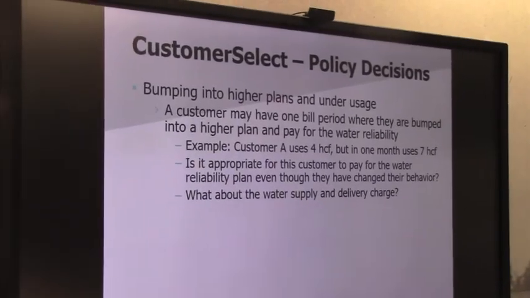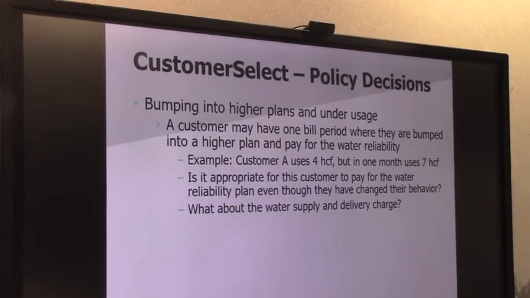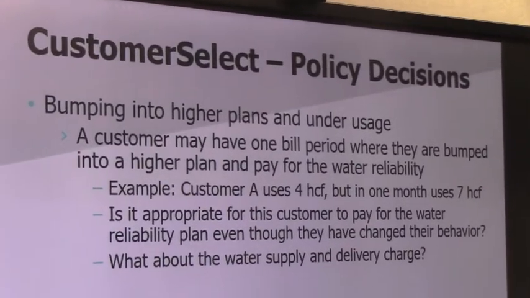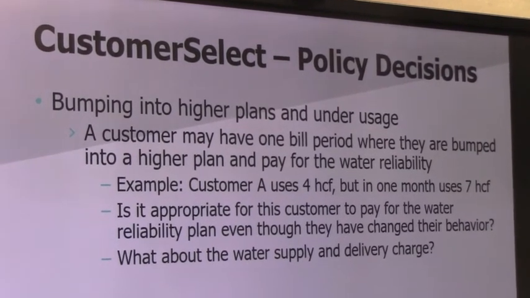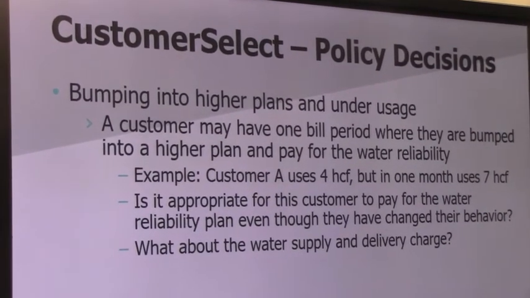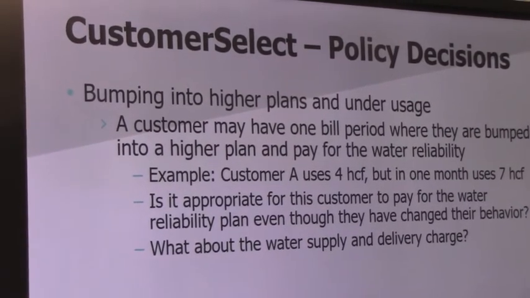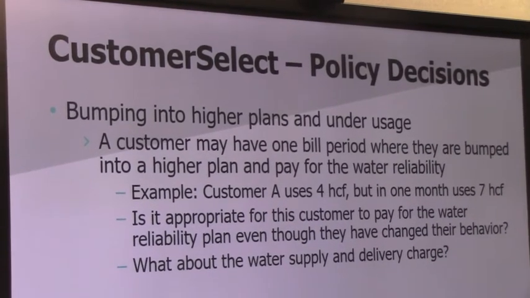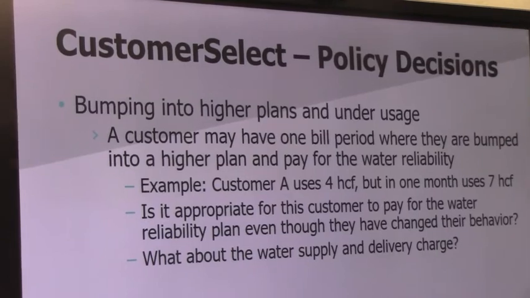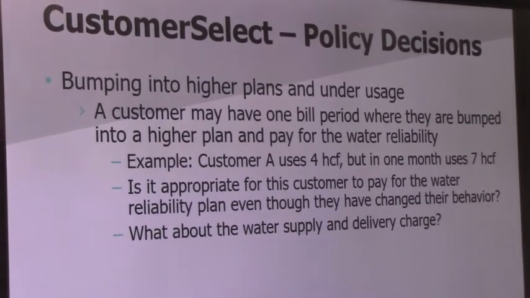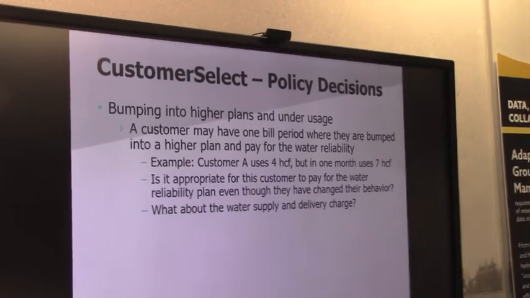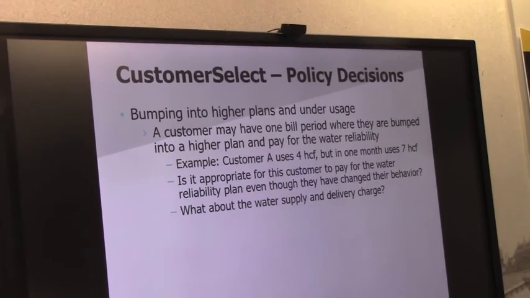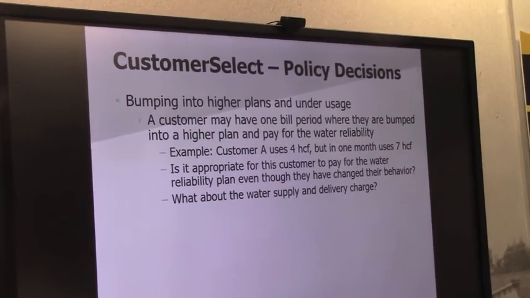I think he had another question here. A customer may have one bill period where they are bumped into a higher plan and pay for the water reliability. So he has assessed a water reliability charge, I'm assuming, at anything over 6 units, just like he did for the tiered rate structure. I'm not sure he has looked at this as an independent rate structure. I think he's taken his methodology for a tiered rate structure and tried to apply it to this one. For example, customer A uses 4 units, but in 1 month uses 7 units. Is it appropriate for this customer to pay for the water reliability plan even though they have changed their behavior?